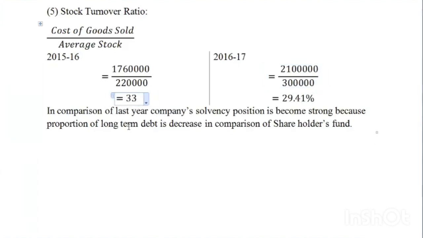Correct? Okay. Now what is your answer? 17 lakh 60,000 divided by 2 lakh 20,000 is 8 times. And here 21 lakh divided by 3 lakh is 7 times.